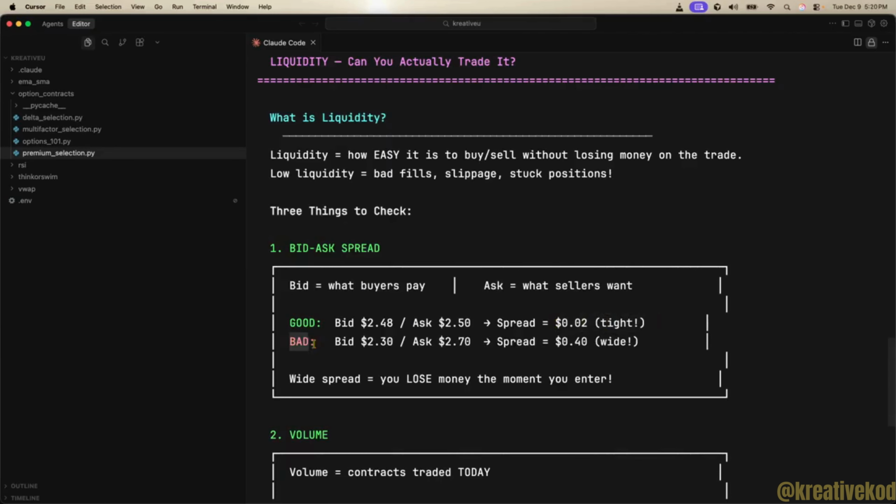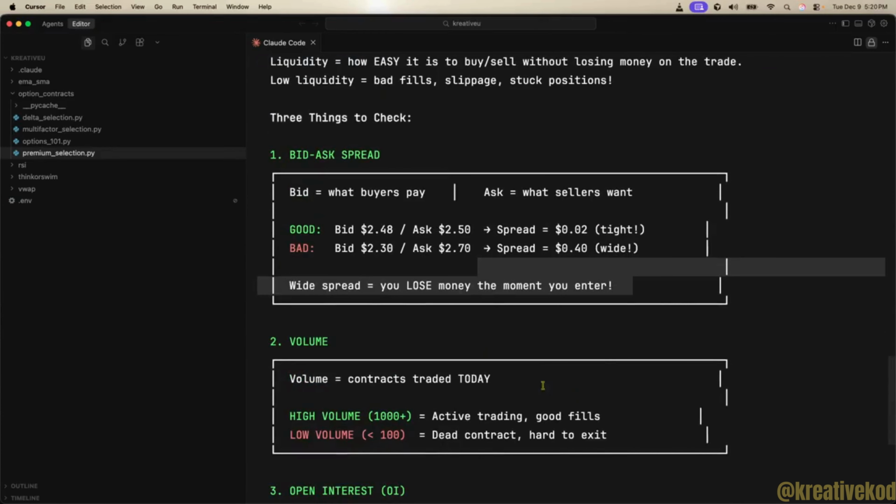And then we have a bad bid ask spread, right? Now tight and wide, right? Now some would think, hey, tight is bad, wide is good, right? Not in option trading. You want to be able to have a tight bid ask spread, right? Because if you want to get in and out, wide spreads equals you lose money. You lose money the moment we enter the trade, right? So that's why we don't want wide spreads.